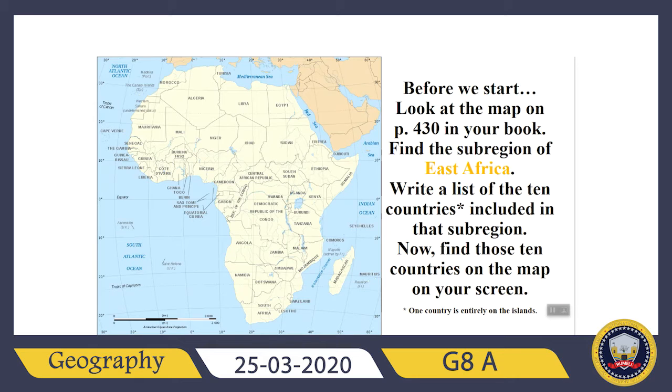Now, in your notebooks, you will write a list of the 10 countries included in that sub-region. The trick is that on the continent there are only 9 countries, right? And one country is entirely on the islands next to the continent. So look for 9 countries on the continent and 1 country in the sea. Now, as you made this list of 10 countries, please find those 10 countries on the map on this screen.